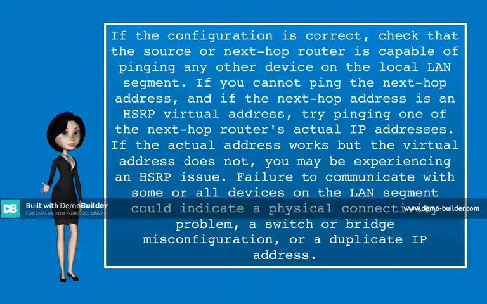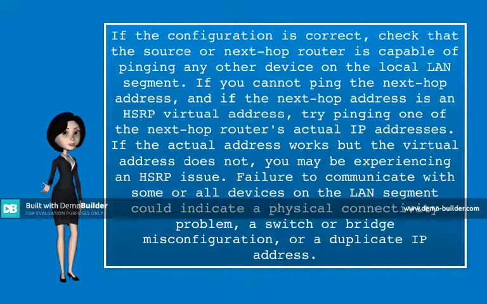If the configuration is correct, check that the source or next hop router is capable of pinging any other device on the local LAN segment. If you cannot ping the next hop address, and if the next hop address is an HSRP virtual address, try pinging one of the next hop router's actual IP addresses. If the actual address works but the virtual address does not, you may be experiencing an HSRP issue.